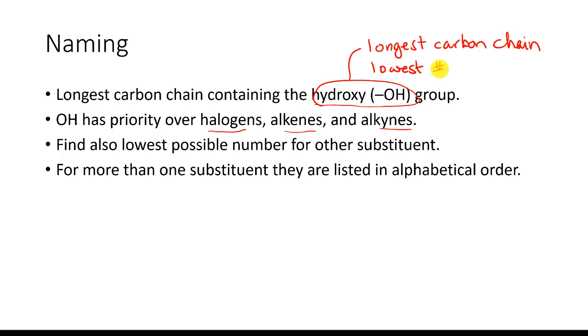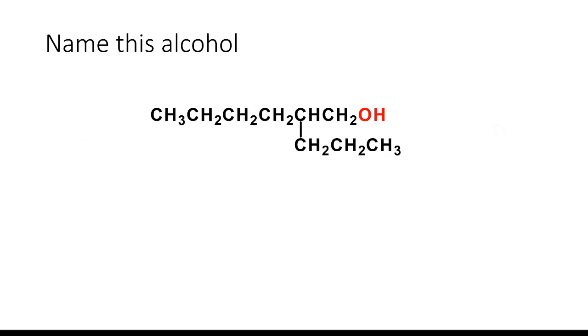Now, once you've done that, if there's for some reason a tie, let's say it's in the middle of the molecule, then what you do is you give the lowest possible numbers to these other substituents. And then with more than one substituent, you name all the substituents in alphabetical order when you put the name together. So here's an example for naming an alcohol.